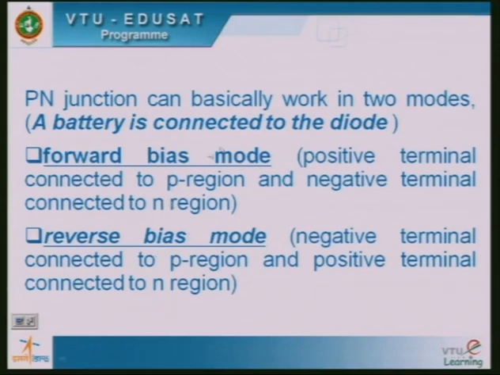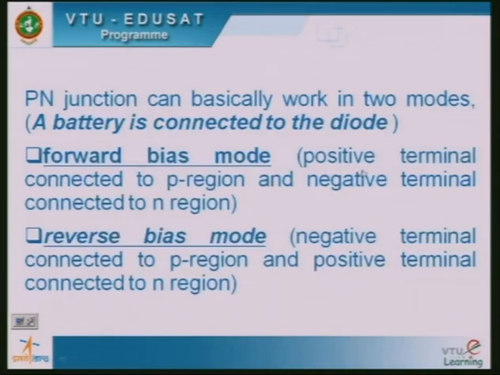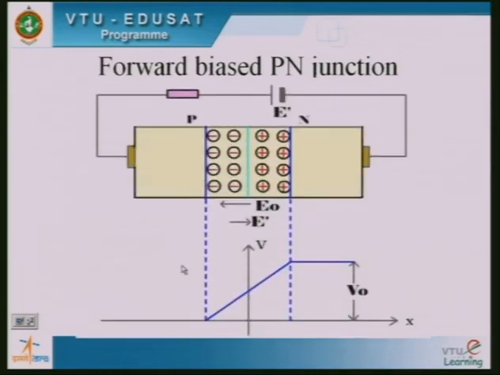Also, we have seen that there are two modes of operation of the diode. One is forward bias mode, another is reverse bias mode. In the forward bias mode, the positive terminal of the battery is connected to the P region and the negative terminal of the battery is connected to the N region. Whenever the negative terminal of the battery is connected to the P region and the positive terminal is connected to the N region, the semiconductor diode is said to be in reverse bias mode. So that is what we can see here.